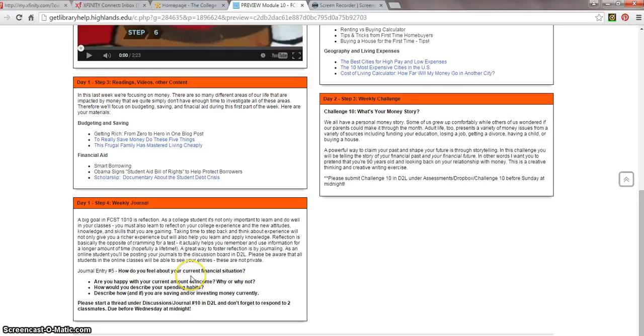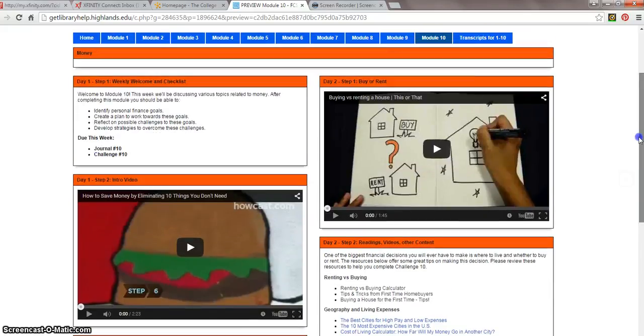Then, how do you feel about your current financial situation? A lot of you may still be living at home. Are you happy with your current income? Why or why not? Describe your spending habits. How do you invest your money? Then skip over to day 2, buying versus renting a house. And then the rent versus buy calculator, and the best cities to live in.